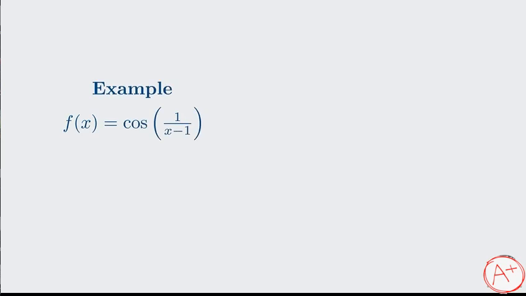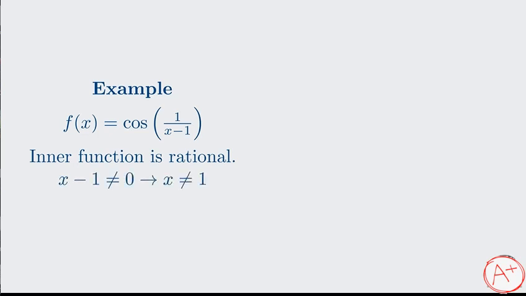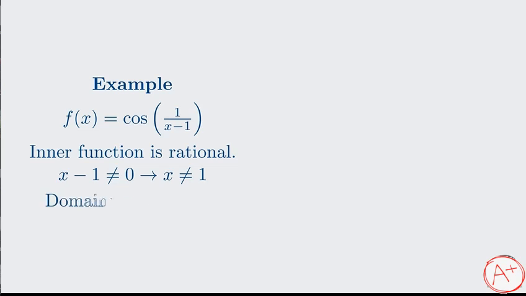Let's look at an example. Find the domain of f of x equals cosine of 1 over x minus 1. We know cosine is defined for all inputs, but the input here is a rational function. We cannot divide by 0. So x minus 1 cannot be 0, which means x cannot equal 1. Thus, the domain is all real numbers except 1.